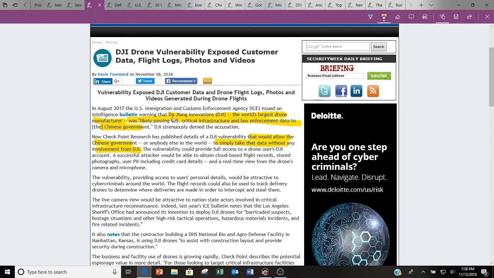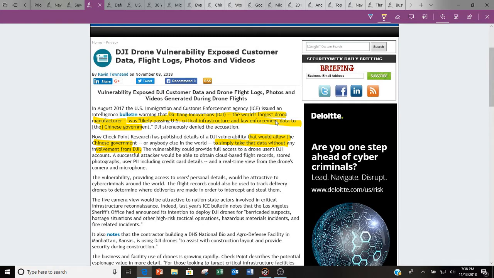So I don't know how to pronounce this, so forgive me. I'm just going to call them DJI, the world's largest drone manufacturer. If I had one, I would probably know how to pronounce it. Unfortunately, this bulletin says that it's likely passing U.S. critical infrastructure and law enforcement data to the Chinese government without any knowledge to the federal government up until this point.